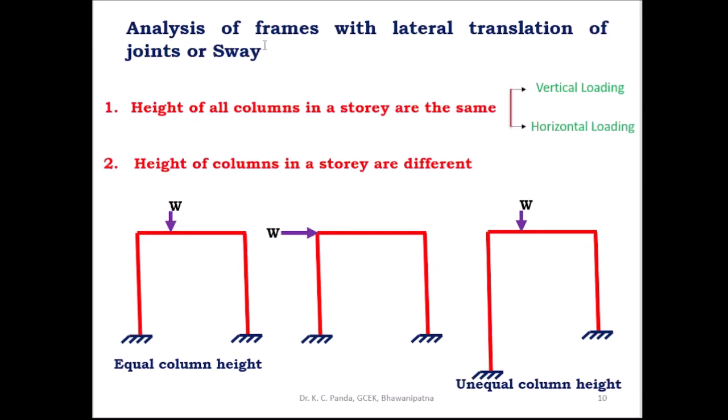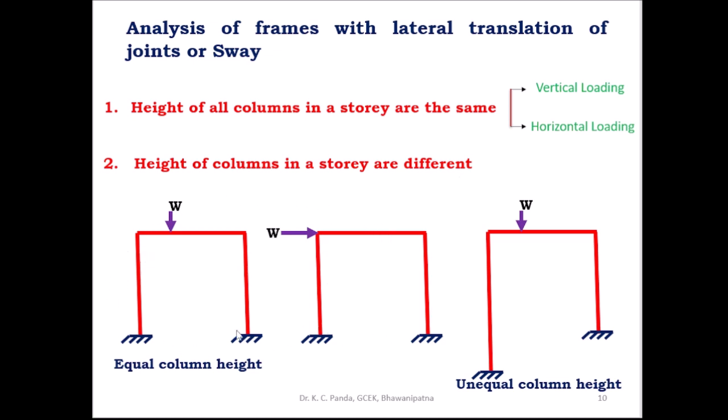So the analysis of frames with the lateral translation of joints or sway, that you can carry out for two cases. One, when the height of all columns in a story are the same, and when height of columns in a story are different.